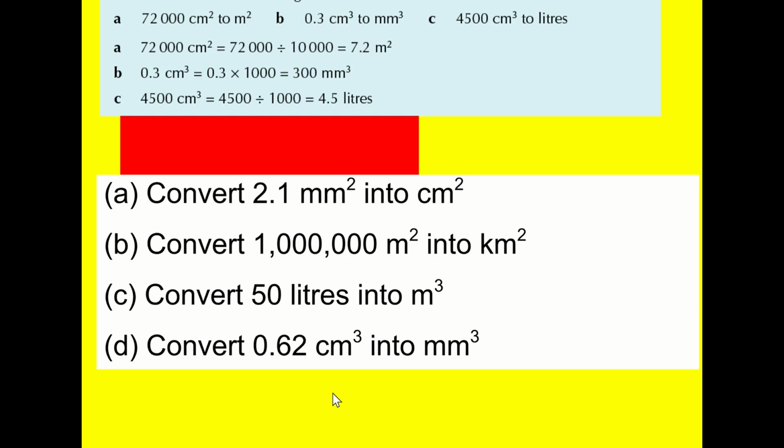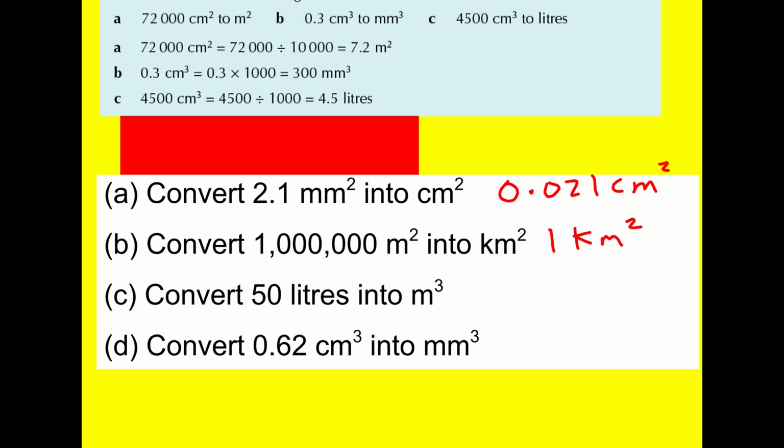So, millimetres squared to centimetres squared. Right, I'm going to be dividing by 10, but I'm going to be dividing by 10 squared. So I get 0.021 centimetres squared. Metre squared to kilometre squared, I'm going to a bigger unit, so it's going to get smaller. So I'm going to divide by 1,000. I'm actually going to divide by 1,000 squared, which is 1,000,000. So this is actually 1 kilometre squared.